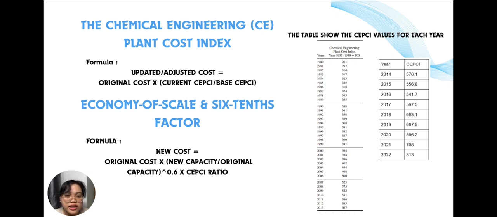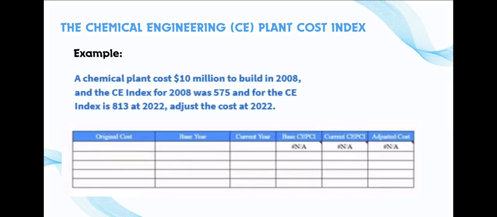Then for the 6/10 rule, the formula is new cost equals the original cost times new capacity over original capacity to the power of 0.6, times the CEPCI ratio. Now we will use this example. A chemical plant cost 10 million to build in 2008, and the CEPCI for 2008 was 575, and the CEPCI is 813 in 2022. Adjust the cost to 2022.